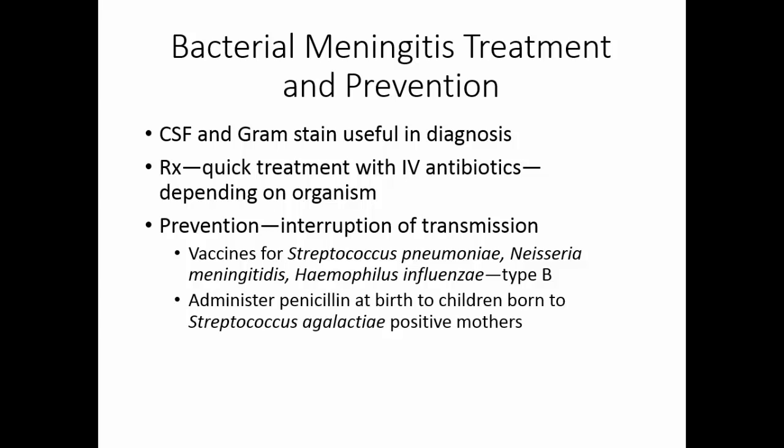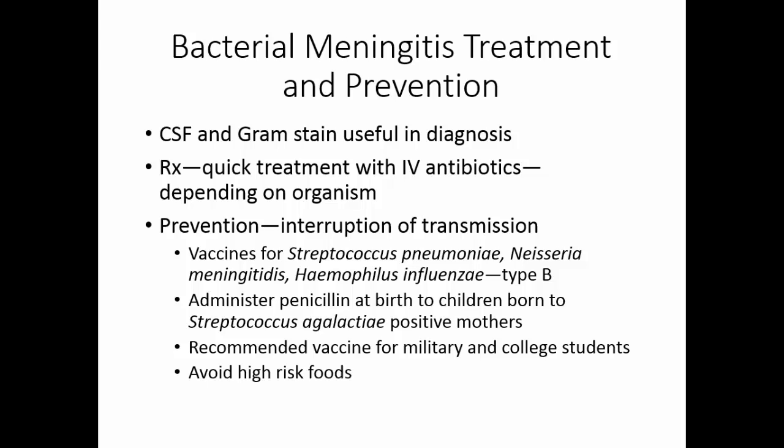Penicillin is administered at birth to children who are born to mothers who have a colonization with Streptococcus agalactiae. This typically prevents them from developing the disease. It is recommended that military and college students be vaccinated for Neisseria meningitidis. Pregnant women should avoid high-risk foods, unpasteurized dairy, deli meats, and certain other things in order to avoid getting Listeria monocytogenes.